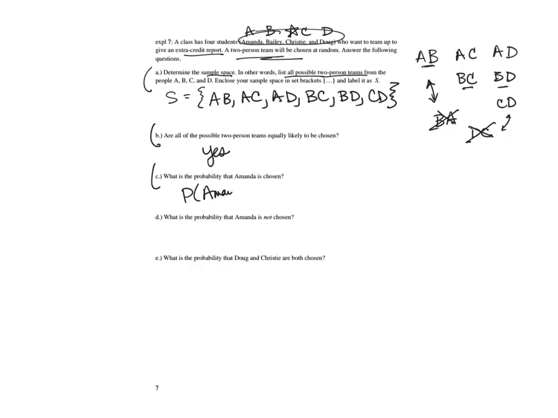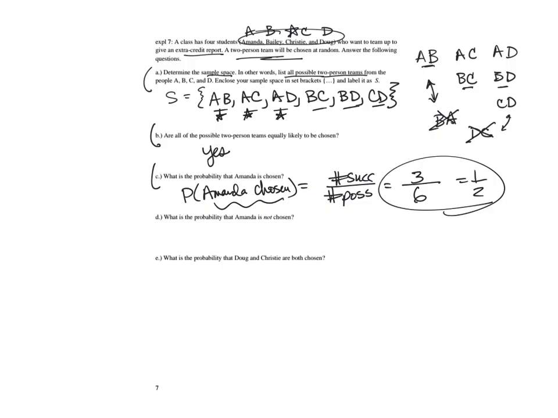Let's again think about this as a number of successes over number of possibilities. Number of possibilities is 1, 2, 3, 4, 5, 6. Okay, number of successes, the ones where Amanda is chosen, looks to be 3, or 1/2 is the probability that Amanda is chosen.